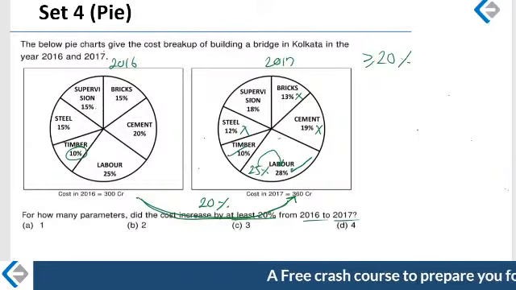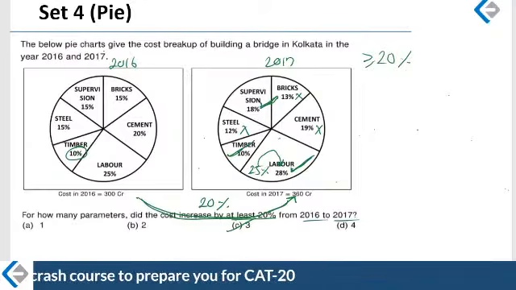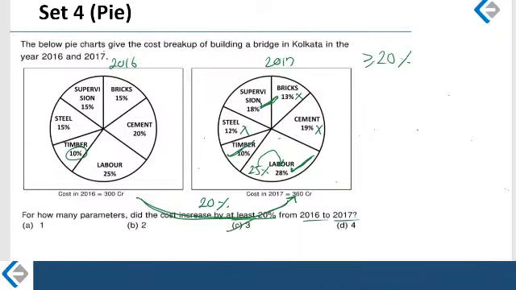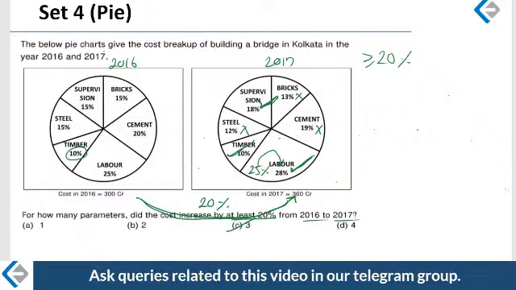Now, supervision, 15 and 18. Therefore, that is in. How many ticks have you put? One tick for supervision, one tick for labor, one tick for timber. Therefore, three of them have grown by at least 20%. Great. That's about this particular question.